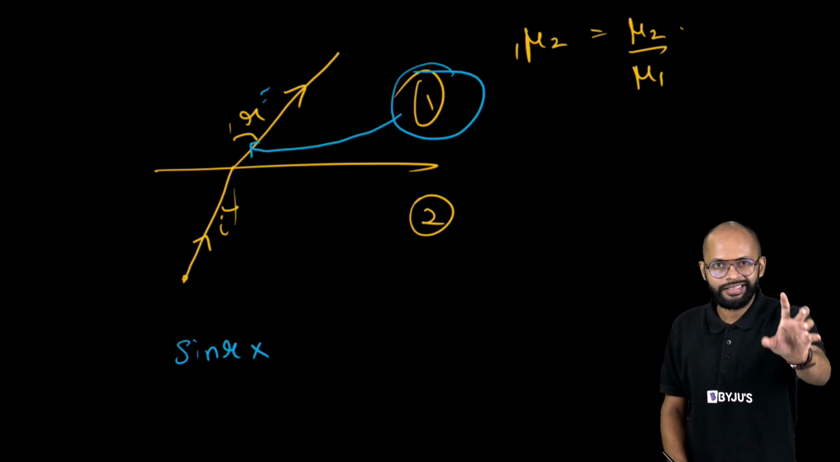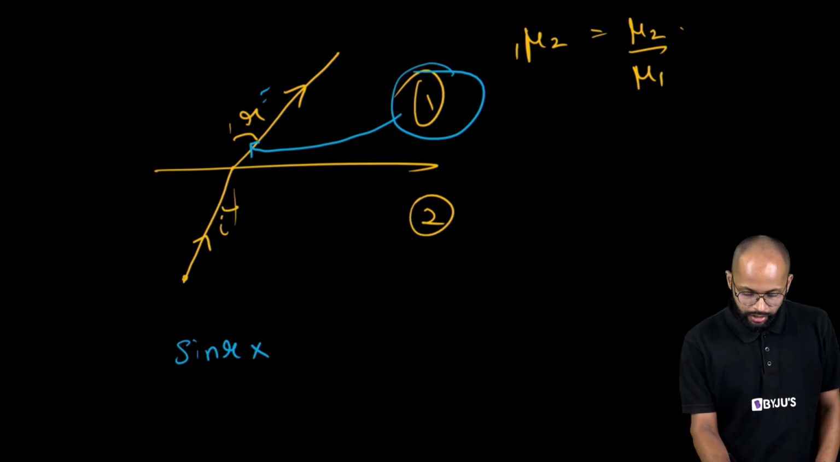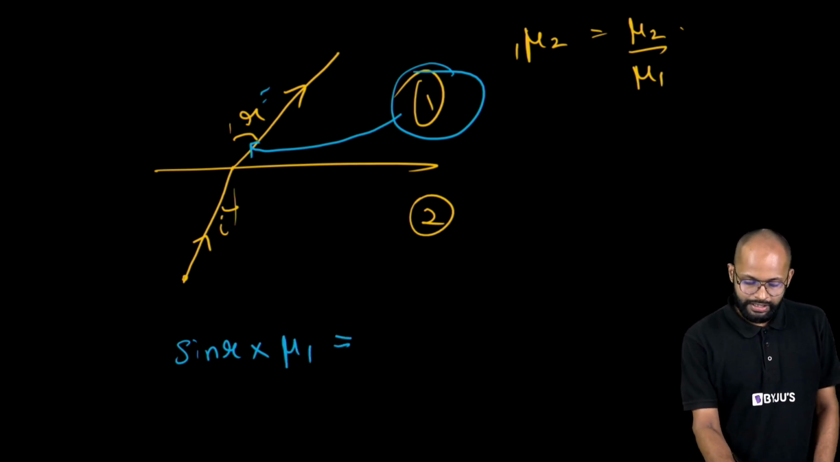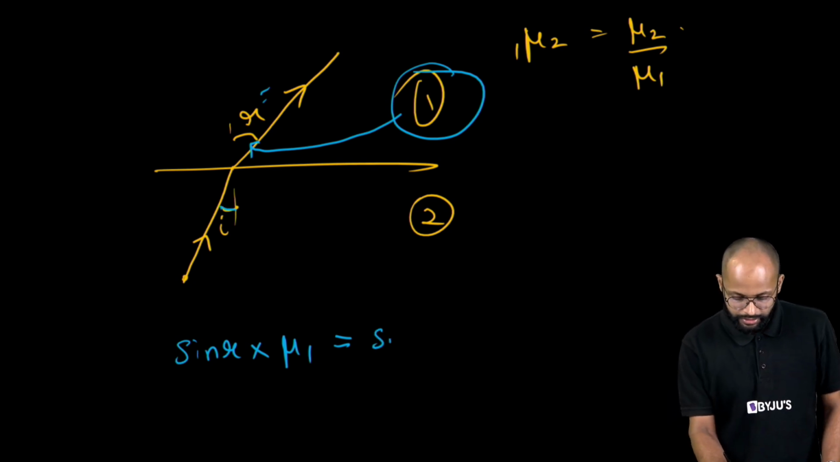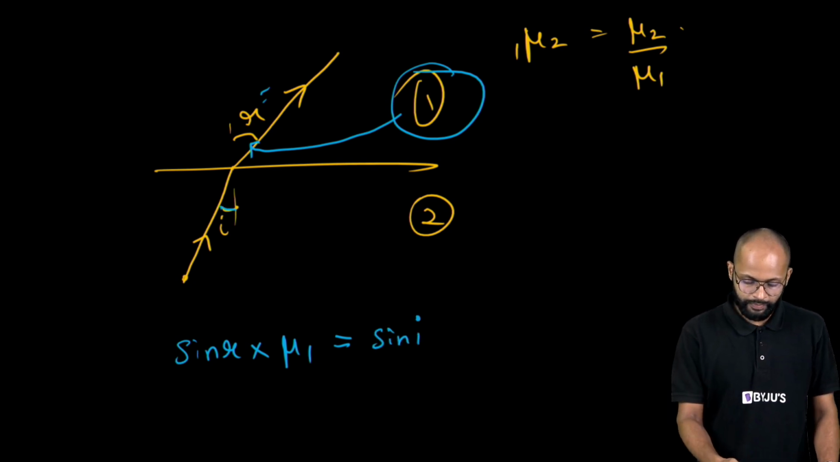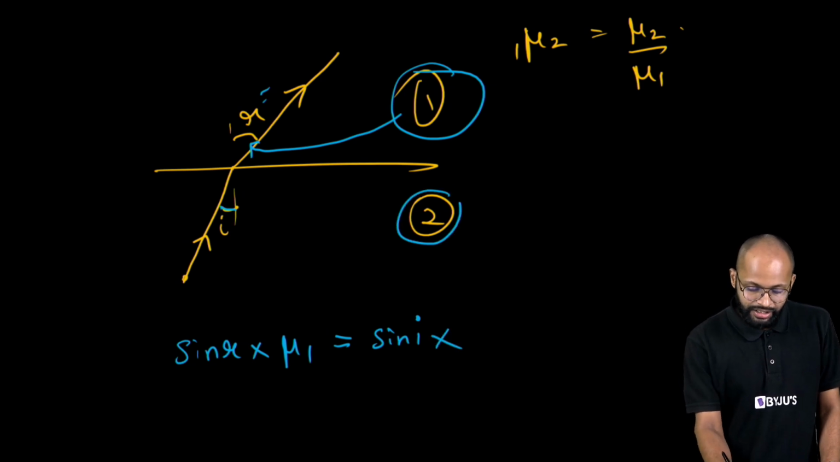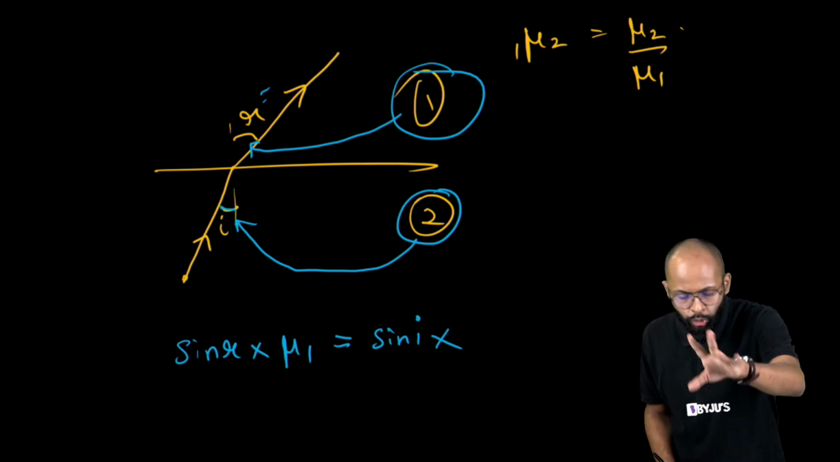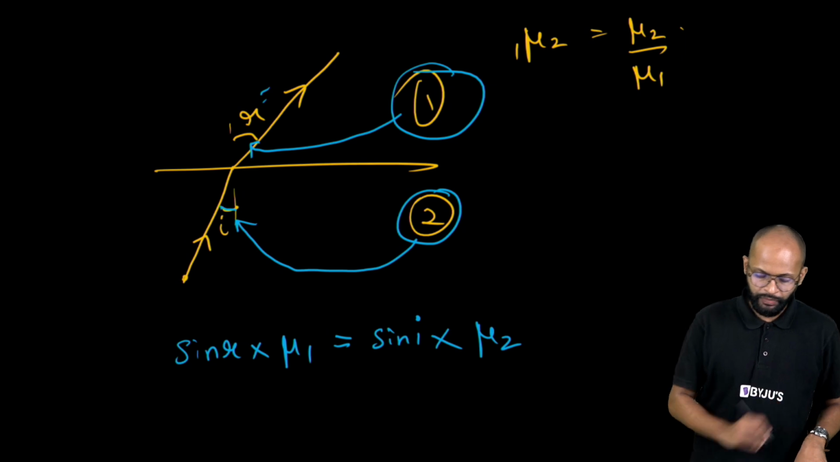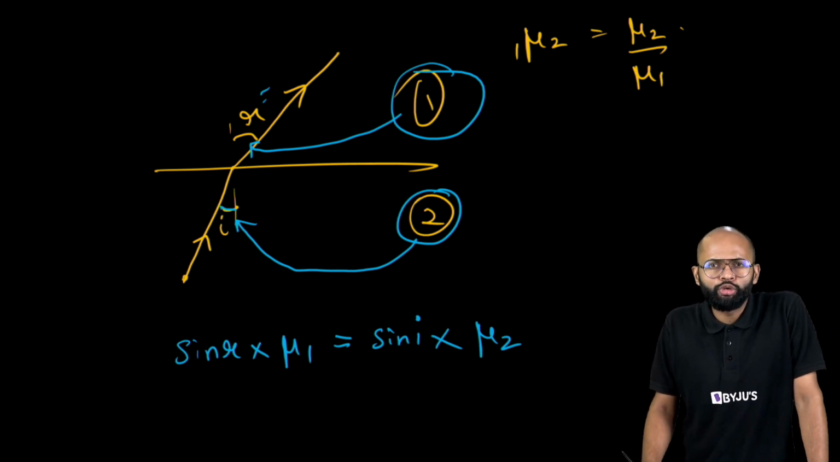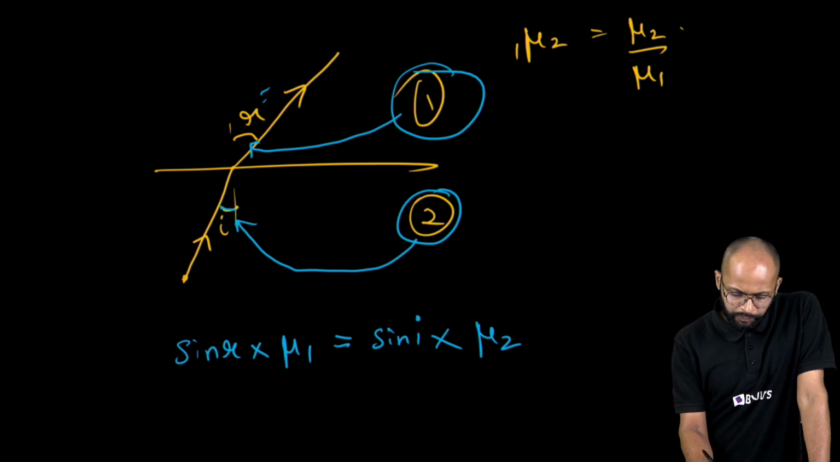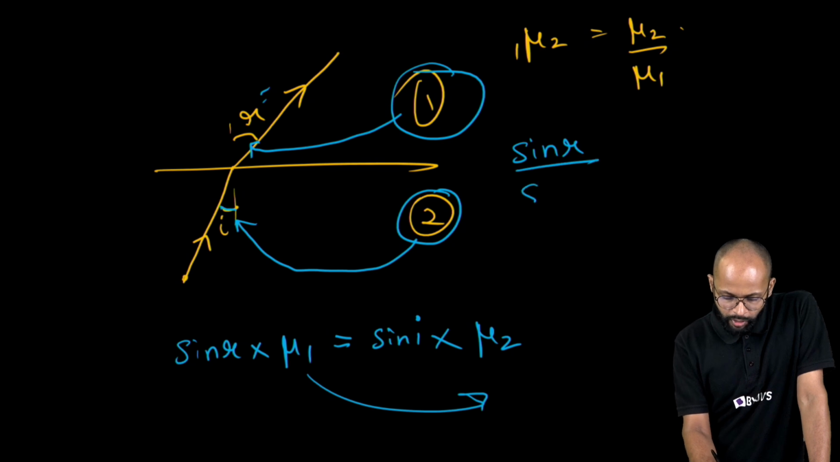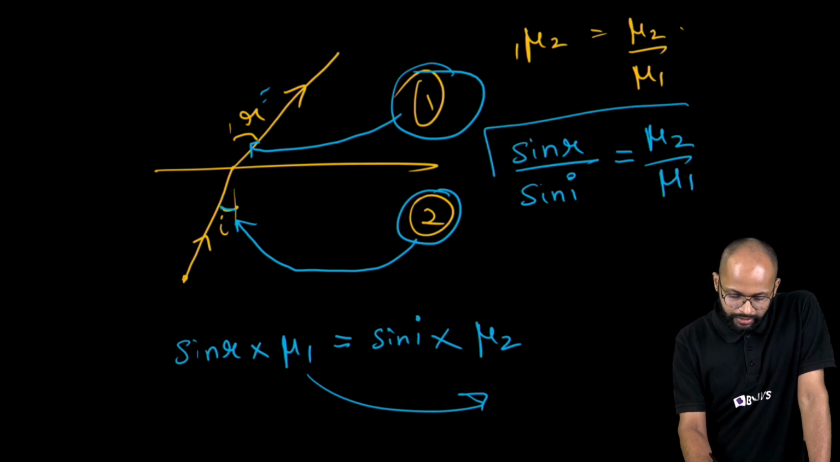So R lies in medium 1, alright, into mu 1 is equal to sine of the other angle, that is sine of I, multiplied by the refractive index in which that other angle lies. So I is lying in medium 2, right? So this is medium 2. What do you want to find? You want to find mu 2 upon mu 1. So what will you do? You'll just take mu 1 this side and sine that side. So what do you get? Sine of R upon sine of I is equal to mu 2 upon mu 1.